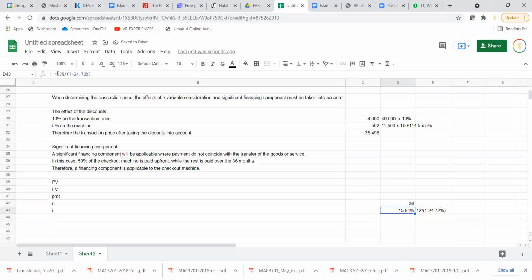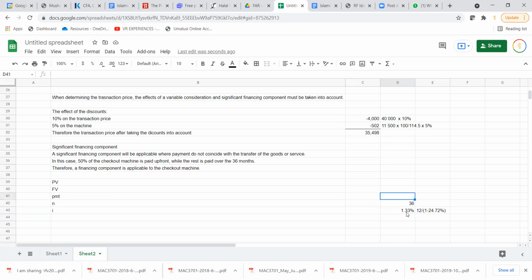So that's important. But now what's important to understand is that 15.94%, that is an annual rate. Because N is monthly, I must also be monthly. So to convert this to monthly, I will just divide by 12. Therefore, I is 1.3% per month. Just make sure you can handle this, because this is easy marks.